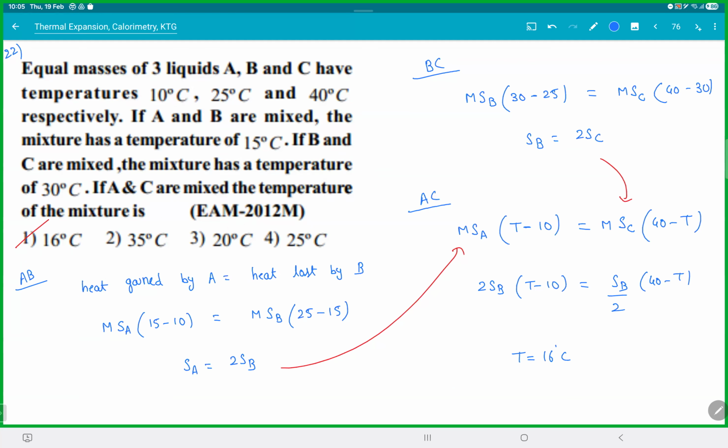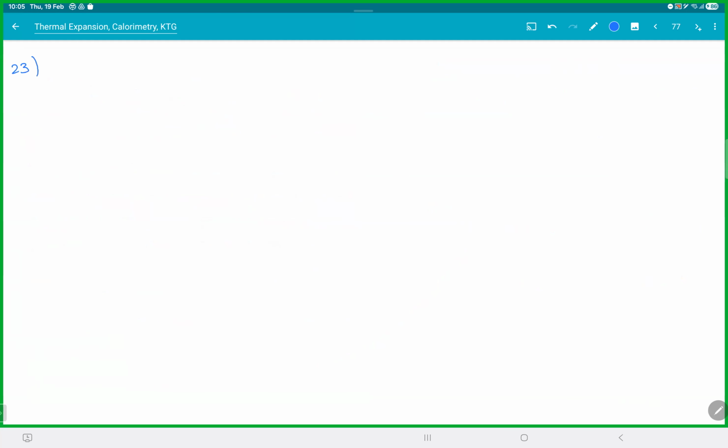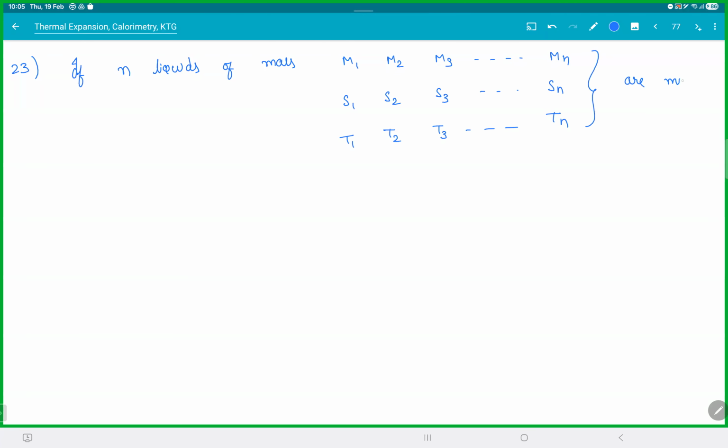Let's see one more. Let's say we have n different liquids. If you have n liquids of mass M1, M2, M3, so on till Mn, specific heat capacity S1, S2, S3, so on till Sn, temperature T1, T2, T3, so on till Tn, meaning all the liquids have different mass, different specific heat capacity and different temperature. They are mixed. Find the final temperature of the mixture.